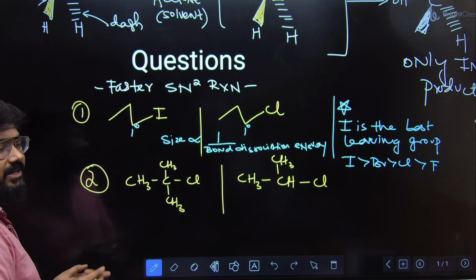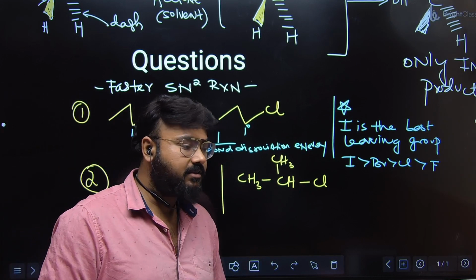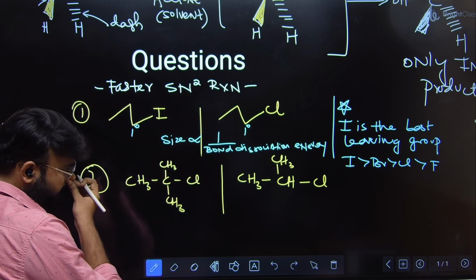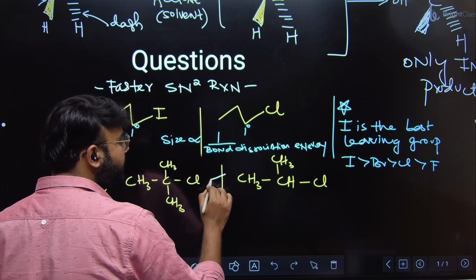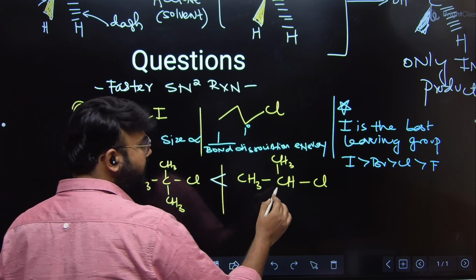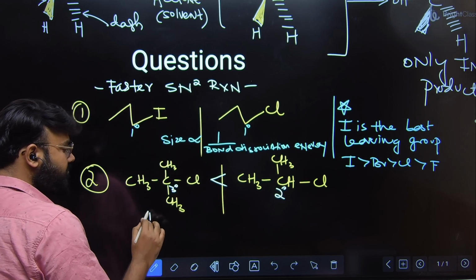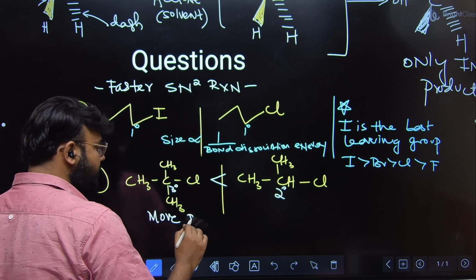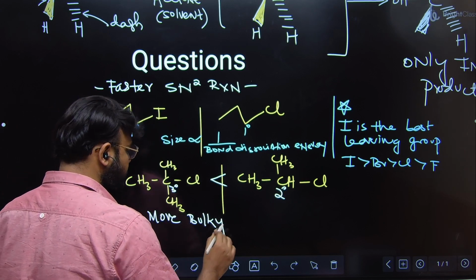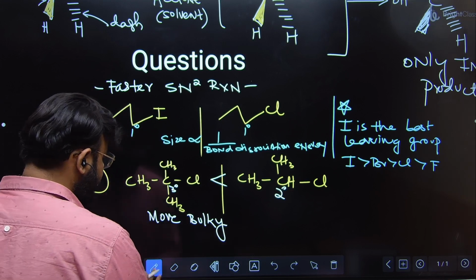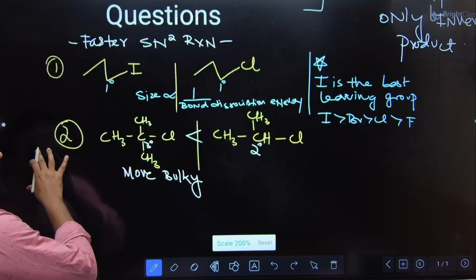Now, second one is very easy. Shaurya, give me the answer. What is the second answer? Yes, this is the fastest because it's 2 degree, less bulky. This is 3 degree, more bulky. All right. So, guys, I want you to solve this question now.